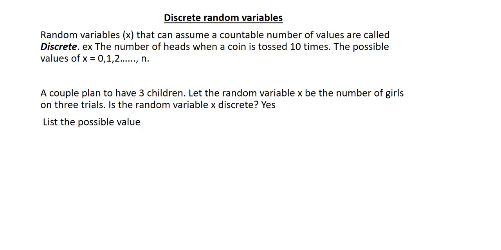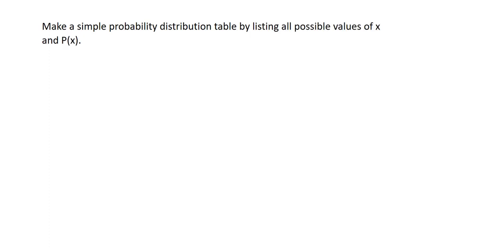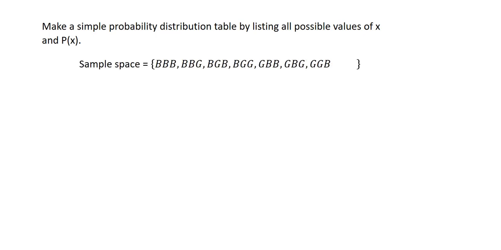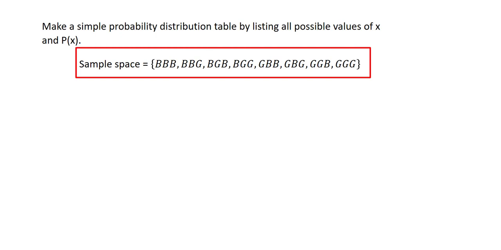Next, we want to list the possible values of x. In this case, the possible values of x will be either they have no girls, 1 girl, 2 girls, or 3 girls. Now we want to make a simple probability distribution table by listing all possible values of x and the corresponding probabilities of x. To be able to do that, we need to look at the sample space. To obtain the sample space, we can use a probability tree. Please see my video on probabilities to see how to make this sample space.